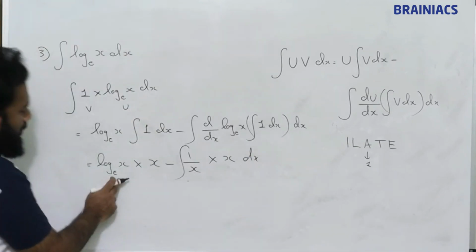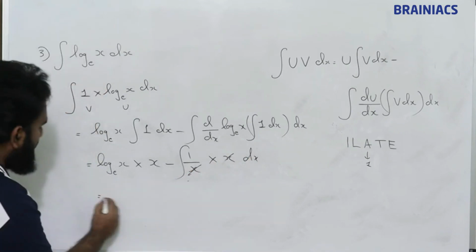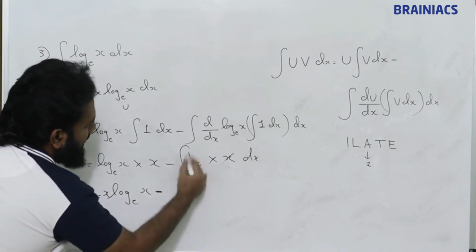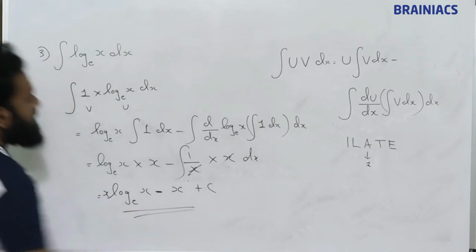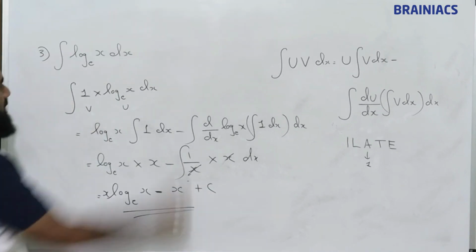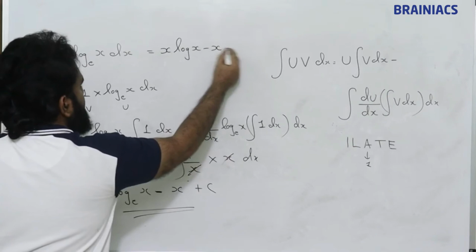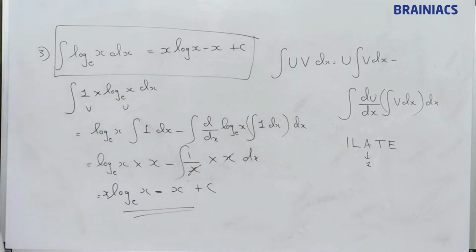Okay, so log x into x minus 1 by x into x dx, so this x and x can be cancelled off. So what we are going to get is log x, x will come here, minus of integration of dx will be x plus c. So this is what is the integration of log x dx. So this formula can be remembered, x log x minus x plus c. This is what is integration of log x dx. Okay, to the base e, correct?